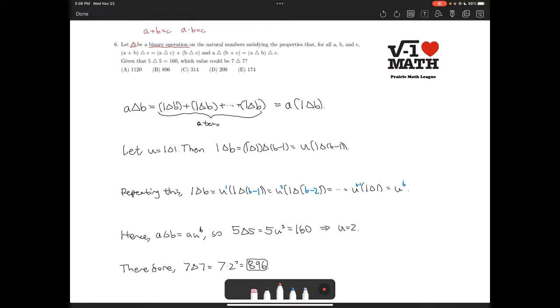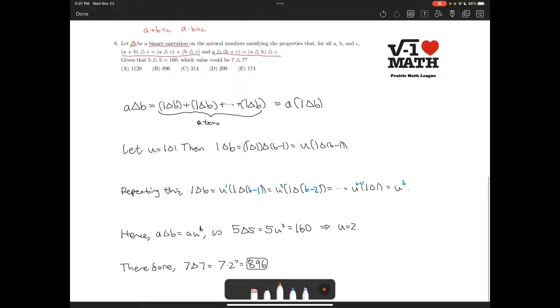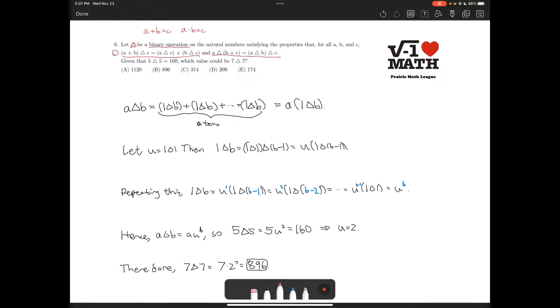Let this be a binary operation on the natural numbers, satisfying the properties that for all a, b, and c, (a plus b) triangle c is equal to (a triangle c) plus (b triangle c), and a triangle (b plus c) equals (a triangle b) triangle c. So this basically means that we have two properties, number 1 and number 2.